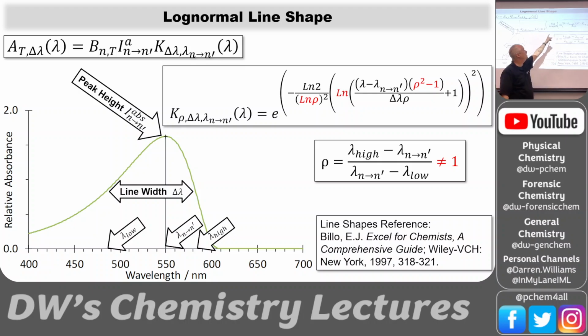Because if it's 1, we're taking the log of 0 and it blows up. So if rho is 1, it's rho squared minus 1, which goes to 0. And then we're taking the natural log of 0, and the log of 0 is negative infinity. Is that right? Yeah. And then it blows up. So it can be 0.999, or it can be 1.001, but it can't be 1. So if you have a perfectly symmetric peak, don't use this line shape, because this is for ones that are not symmetric. These are for ones that tail.